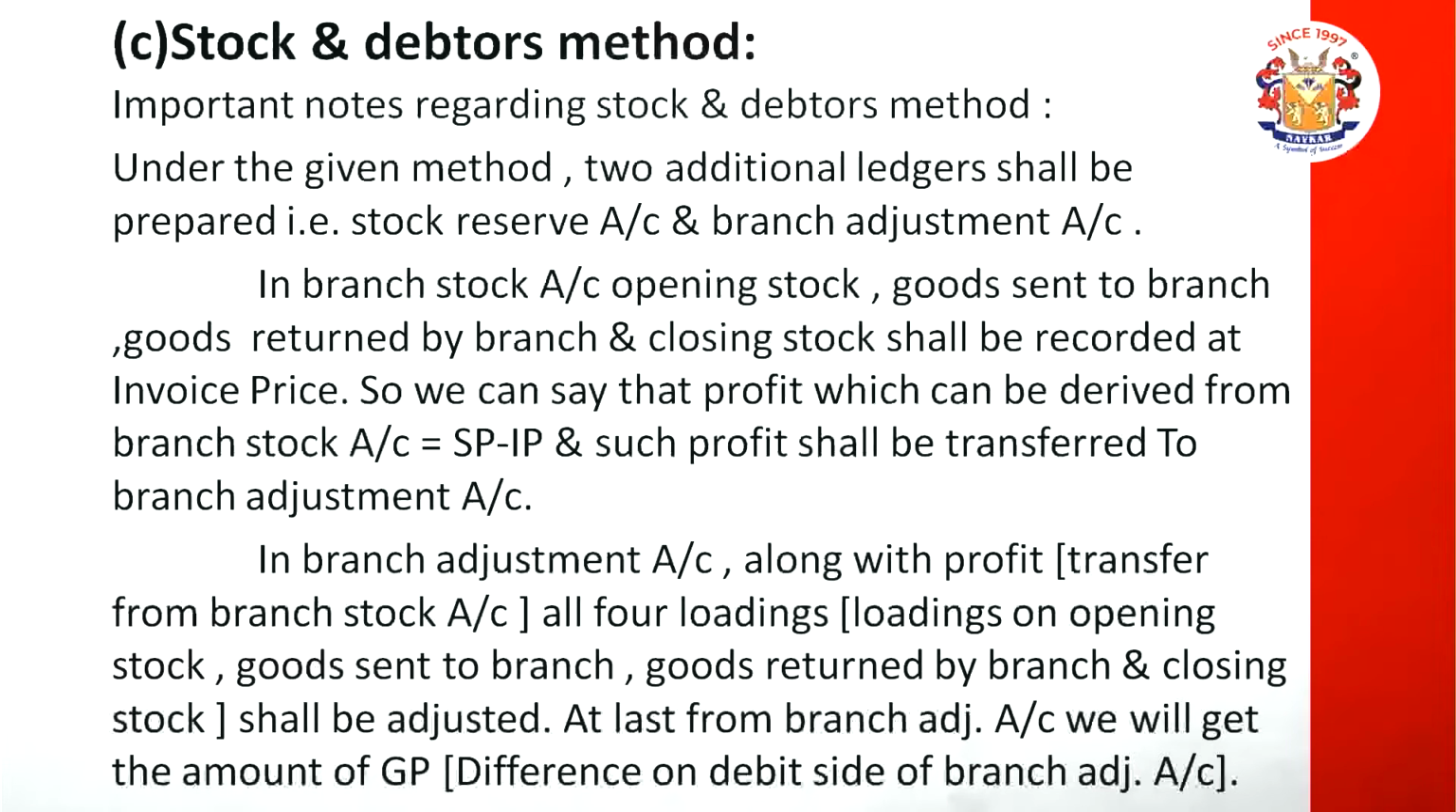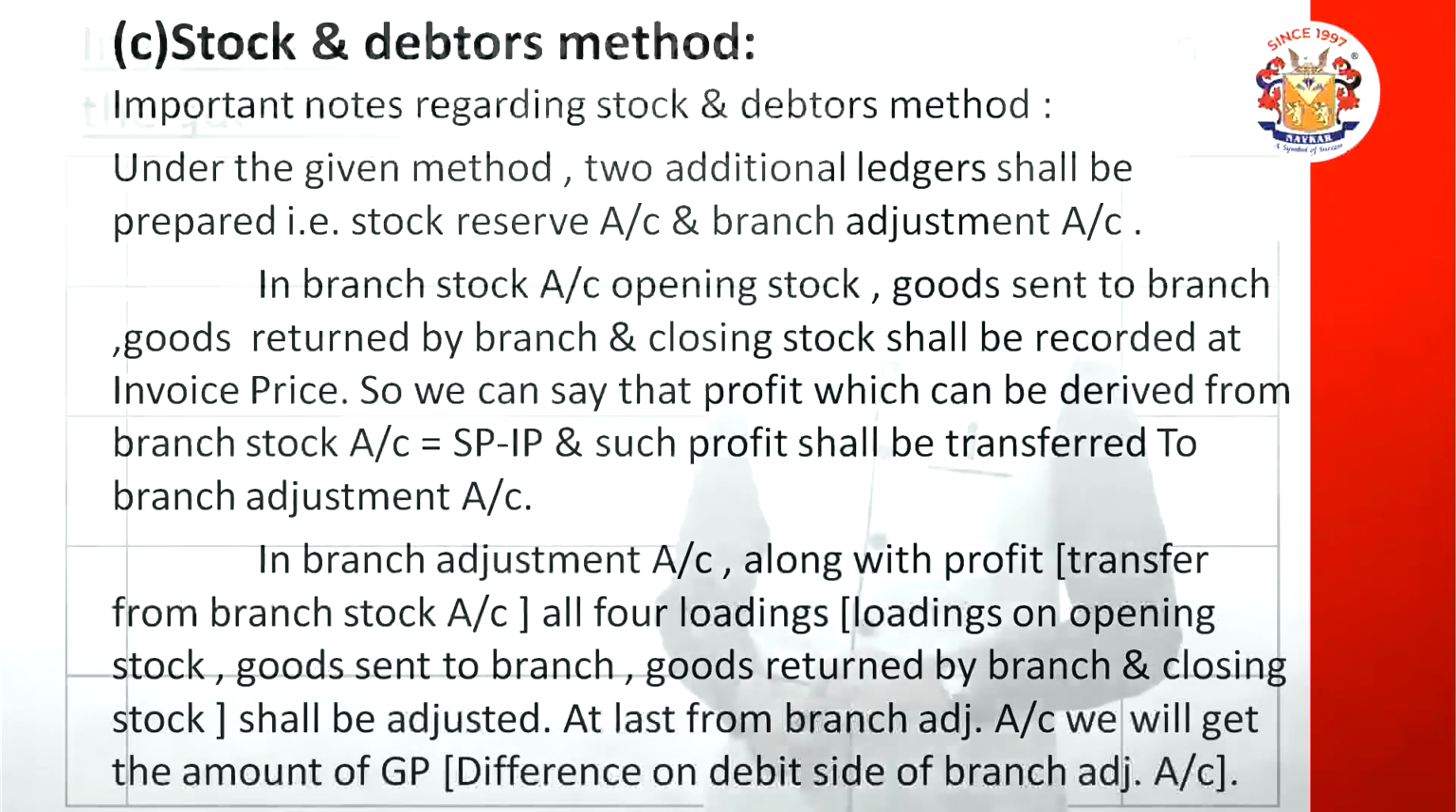In branch adjustment account, along with profit means transfer from branch stock account, all four loadings means loadings on opening stock, goods sent to branch, goods returned by branch, and closing stock shall be adjusted. At last, from branch adjustment account, we will get the amount of gross profit. I told you that. Difference on debit side of branch adjustment account.